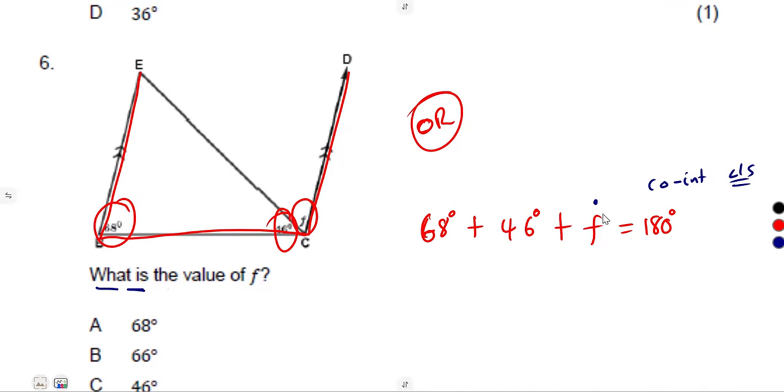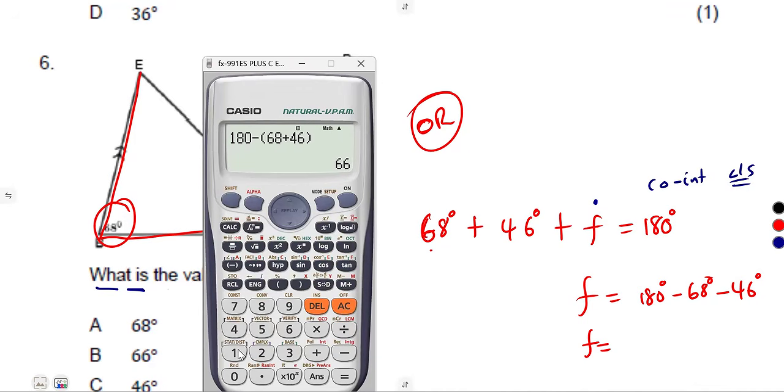So from there, you can calculate this angle F. All right, so take this to the right-hand side. That was going to be 180 minus 68. We take the 46, it's going to be a minus again. So that is our angle F.